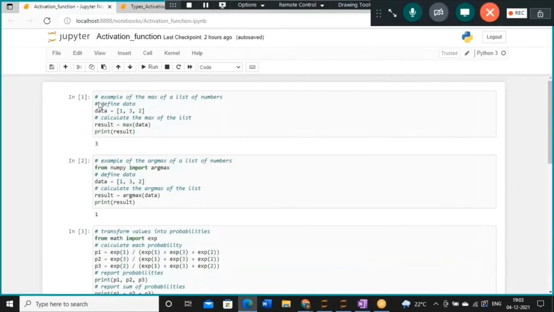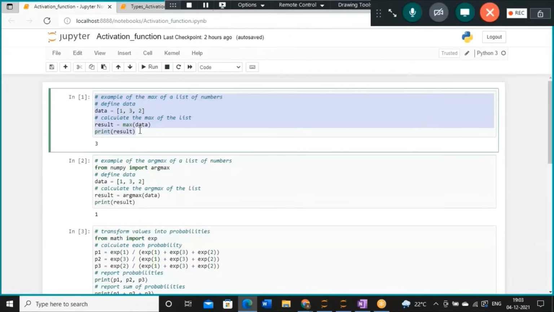Whenever I am talking about the max function, what is this max function? Pay attention to this code. Though it is a very small code, it is one of the most significant. The max function is the mathematical function that returns the largest numeric value from a list of numeric values. So what is the output? We have one data list, 1 3 2, and it returns 3 because it is the maximum number. So it's a simple thing. The output is 3.